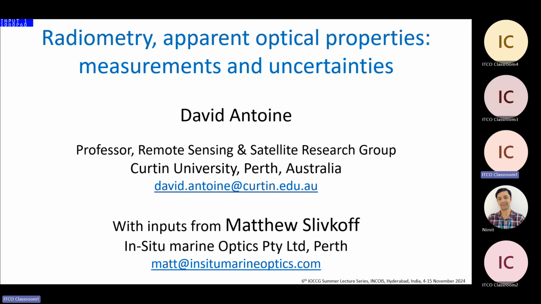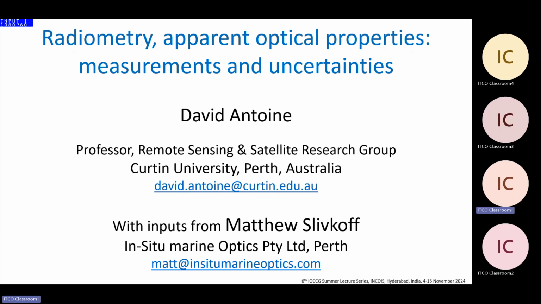Today, yesterday we had this kind of introduction of radiometry and apparent optical properties, but that was basically all theoretical. Then you moved into radiative transfer using Hydrolight and doing all sorts. That's kind of theoretical as well. So this lecture this morning is about the measurement uncertainties, or in general, the uncertainties we have when we try to measure these radiometric quantities and then derive the apparent optical properties from that.